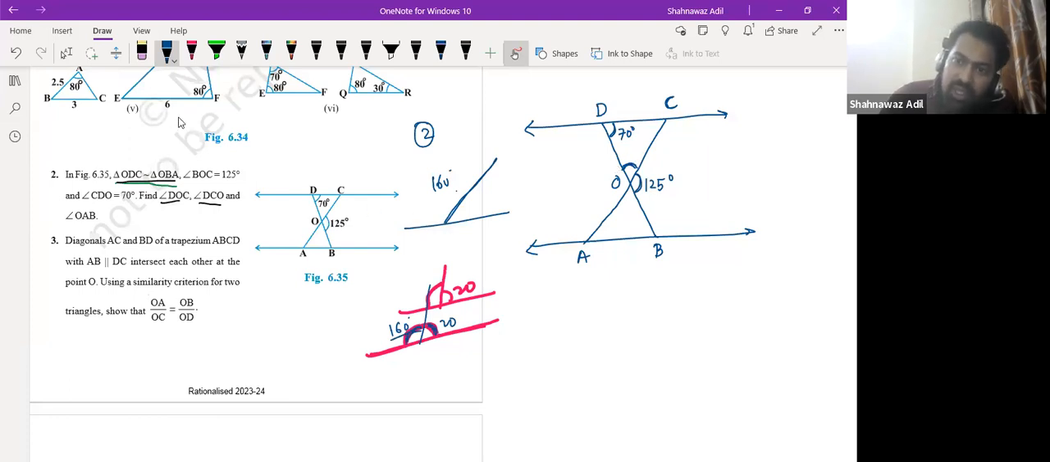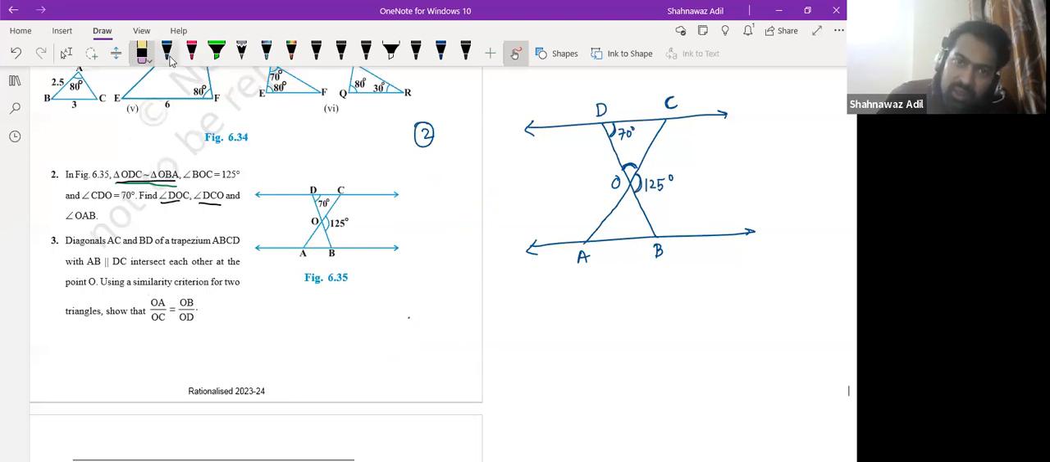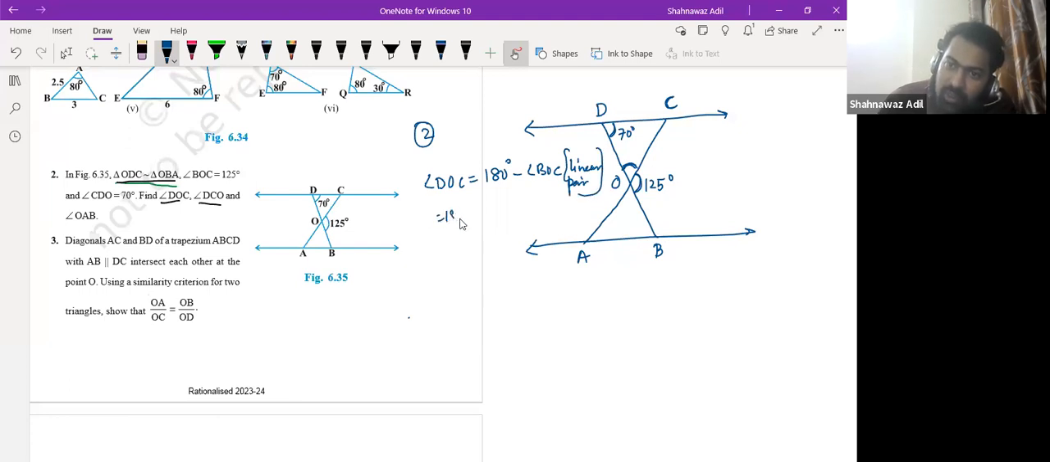So this would be how much? 180 minus 125, because the bigger angle is 180, right? So that is 55. Angle DOC would be 180 minus angle BOC, and we will write linear pair. So 180 minus 125, and as you said, 55. This is angle DOC. Now this is done. This is what we have found. Now we have to find out angle DCO.